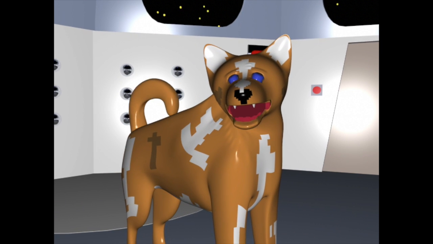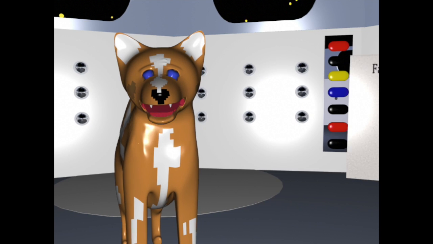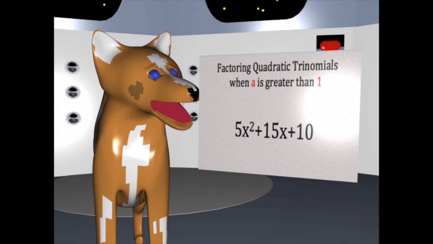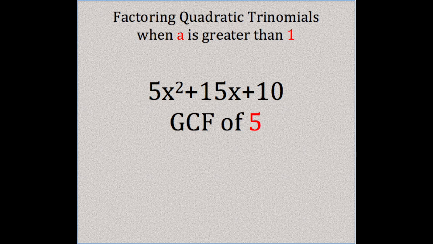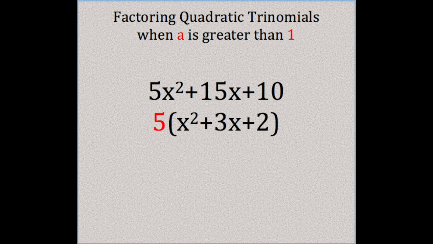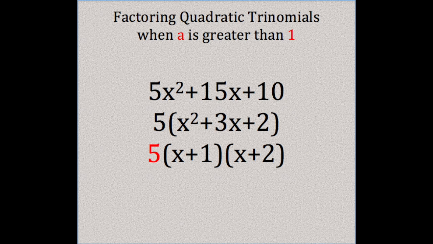You may remember that we talked about factoring quadratic trinomials when our a value is 1. But what happens when our a value is more than 1? For example, how do we factor this trinomial? Do you notice anything that the numbers have in common? All three numbers have the greatest common factor of 5. So we can factor out 5, which leaves us with 5 times the trinomial x squared plus 3x plus 2. Now we can factor the trinomial that was in the parentheses and leave the 5 alone.